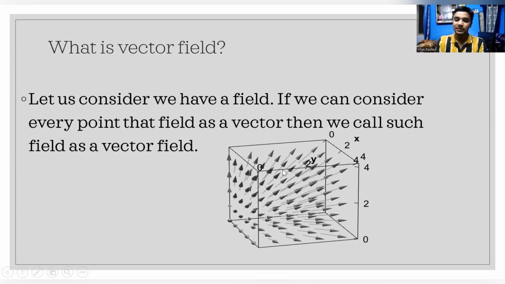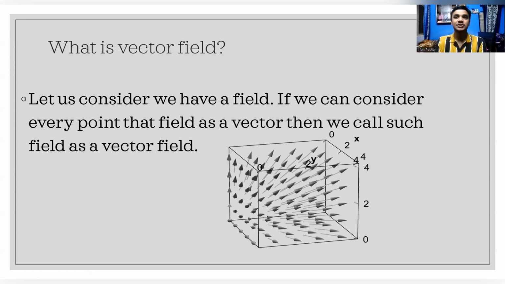To make it simple, let us consider a huge bucket, and there are vectors in the bucket. If every point has a different vector, then it is called a vector field. I'll read it again. Let us consider we have a field. If we can consider every point on that field as a vector, then we call such a field a vector field. That means every point in that bucket is a vector, and then this whole bucket becomes a vector field.